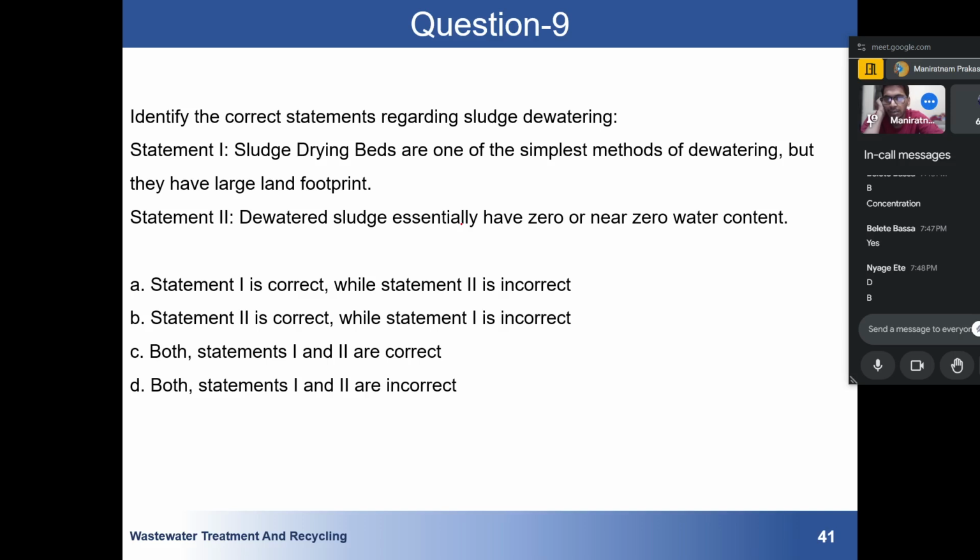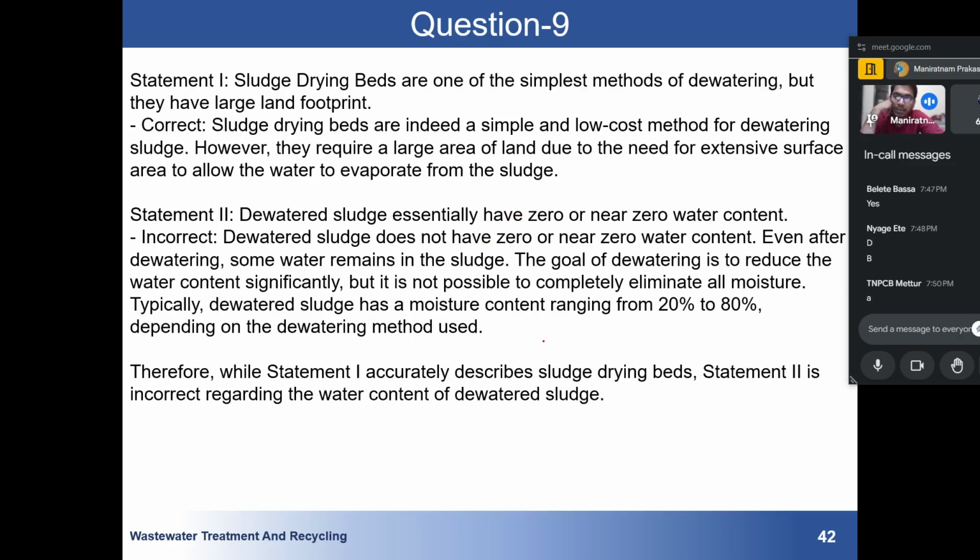Now, dewatered sludge has some water content, a huge amount of water content. Dewatering only means the solid content generally increases from 6% to maybe a maximum of 20%. So still it will have a huge amount of water. So yes, the correct answer is A.